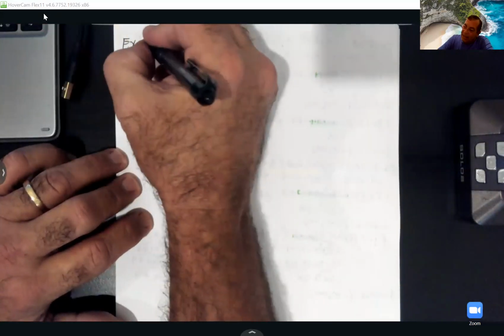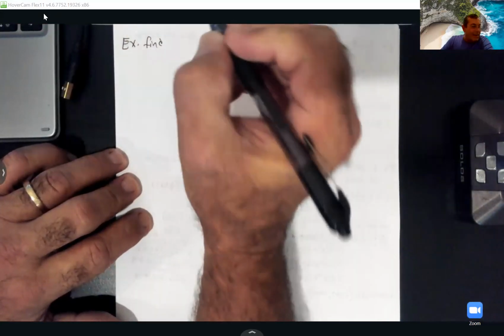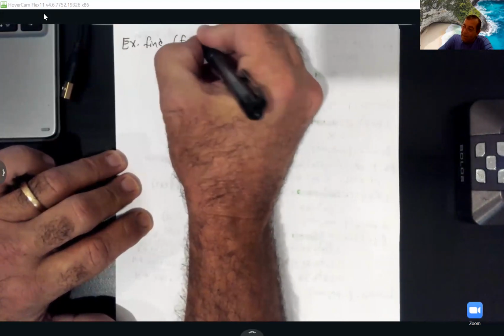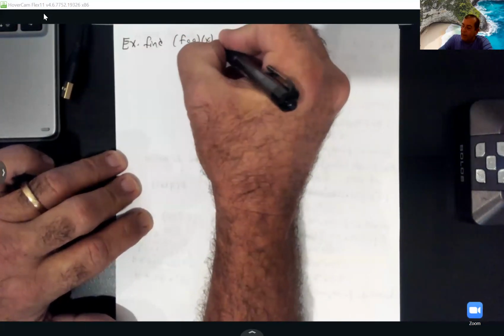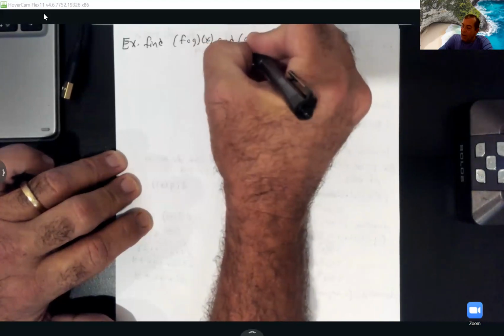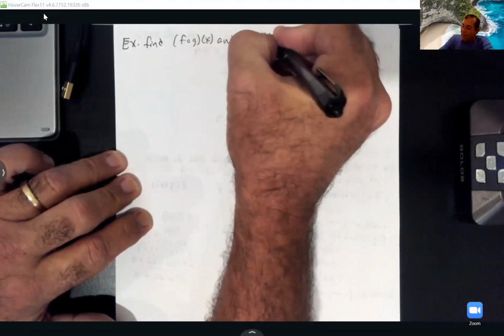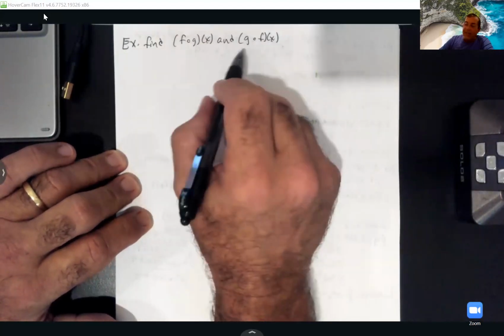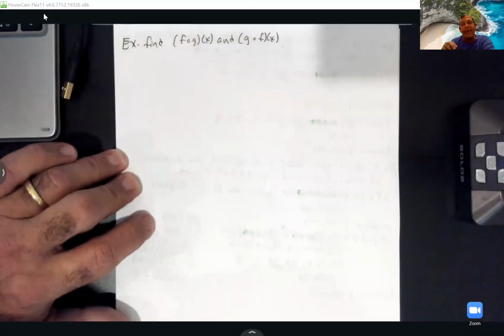All right, so once again, we're going to find our f compose g and our g compose f, and guess what? The domain of each.